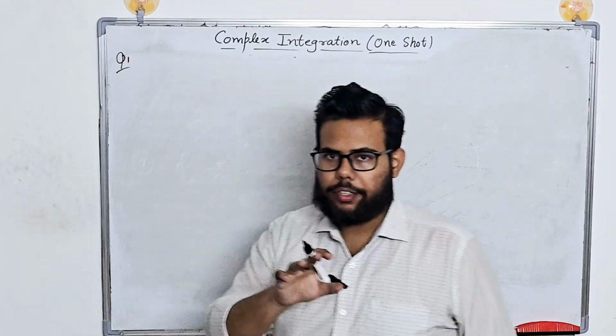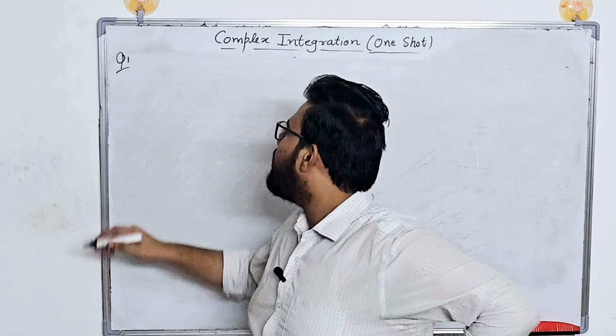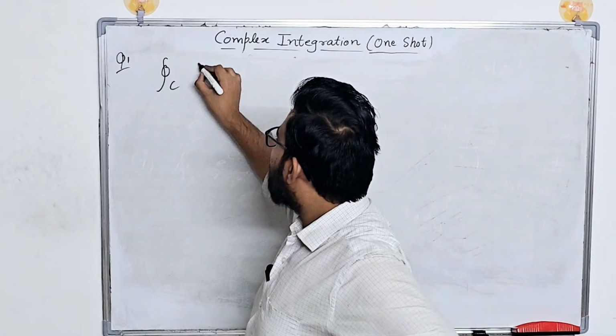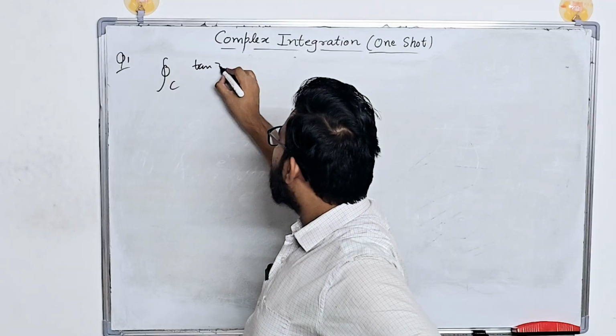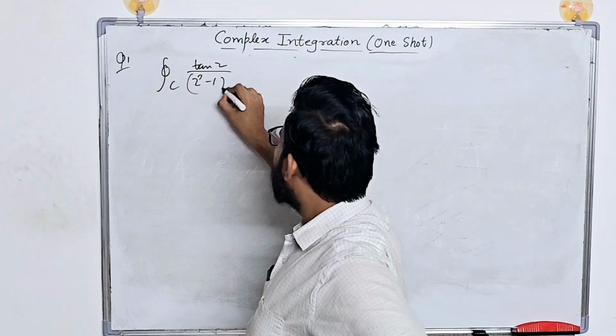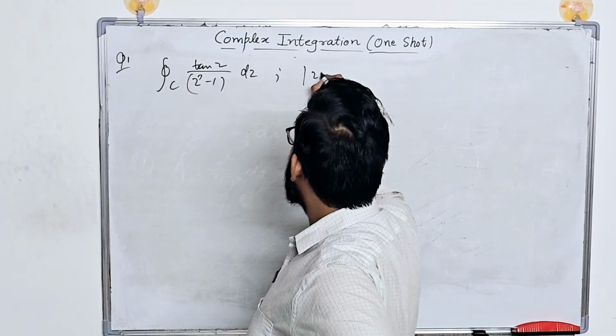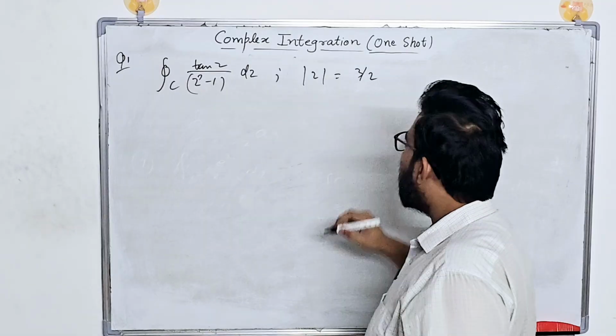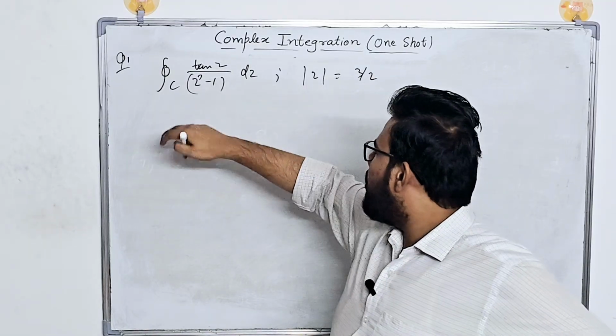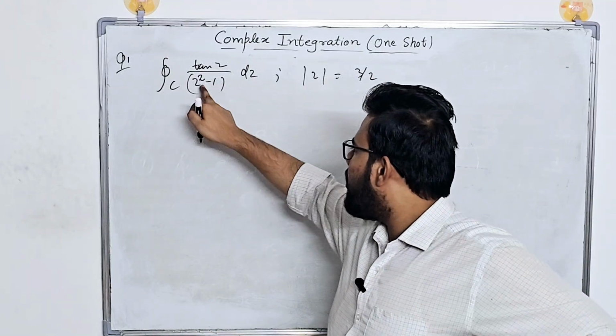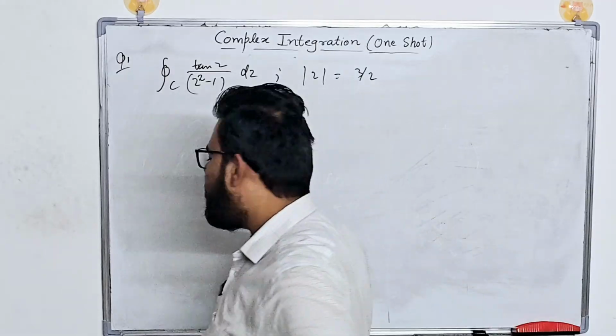I will not discuss its solution. You can do it on your own. Suppose this integral tan z divided by z square minus 1 dz and mod z is equal to 3 by 2, right? Okay. So how will you do this? You can see that there is a power of 2 over here. So you will do partial fraction.